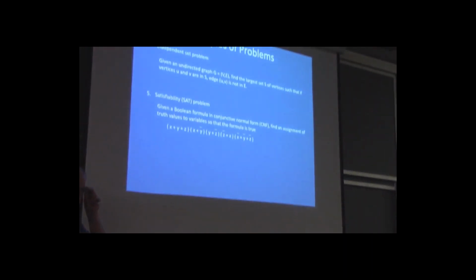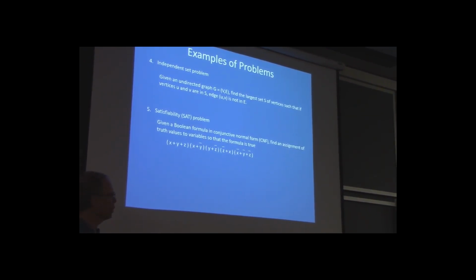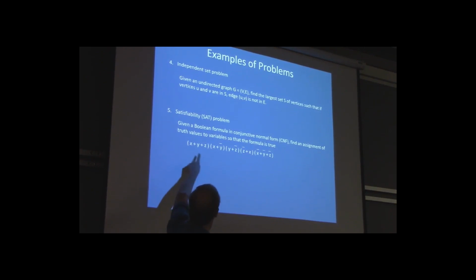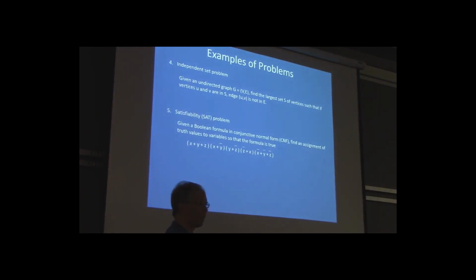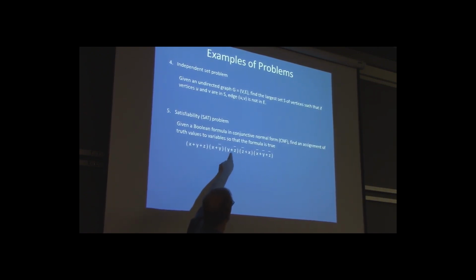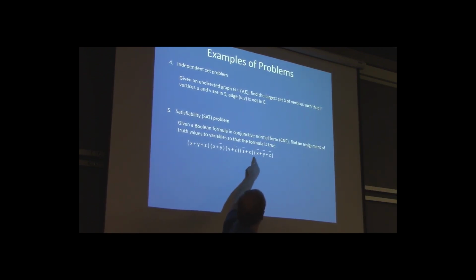Okay, let's look at another one here. Satisfiability problem. That's the general one. You're given a Boolean formula in conjunctive normal form. Conjunctive normal form means ORs grouped together. So this means x or y or z. x and y are Boolean variables, so they can be true or false. x or y or z, this is x or not y, this is y or not z, and so on. And then they're ANDed together. So it's this, and this, and this, and this, and that. Hugely important problem that comes up in program verification.